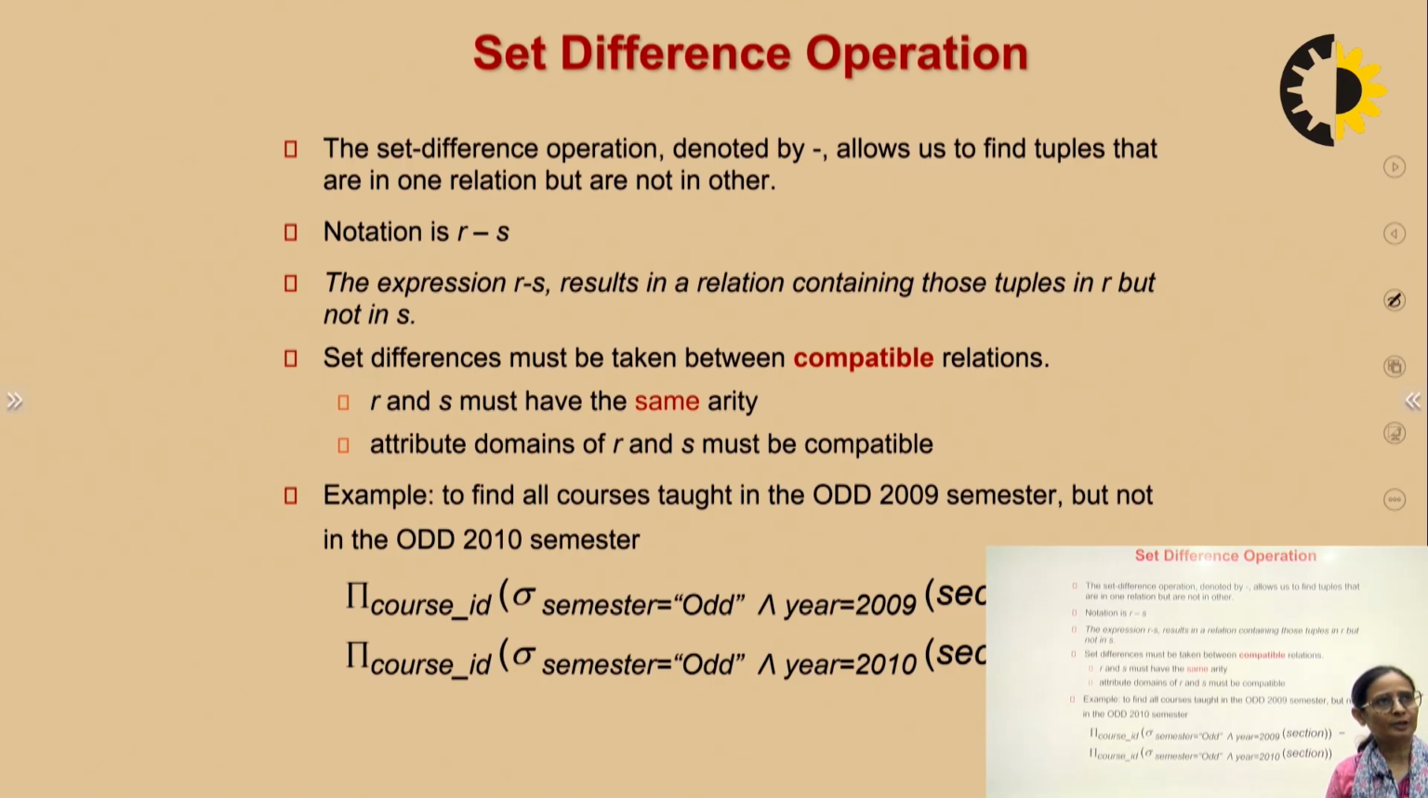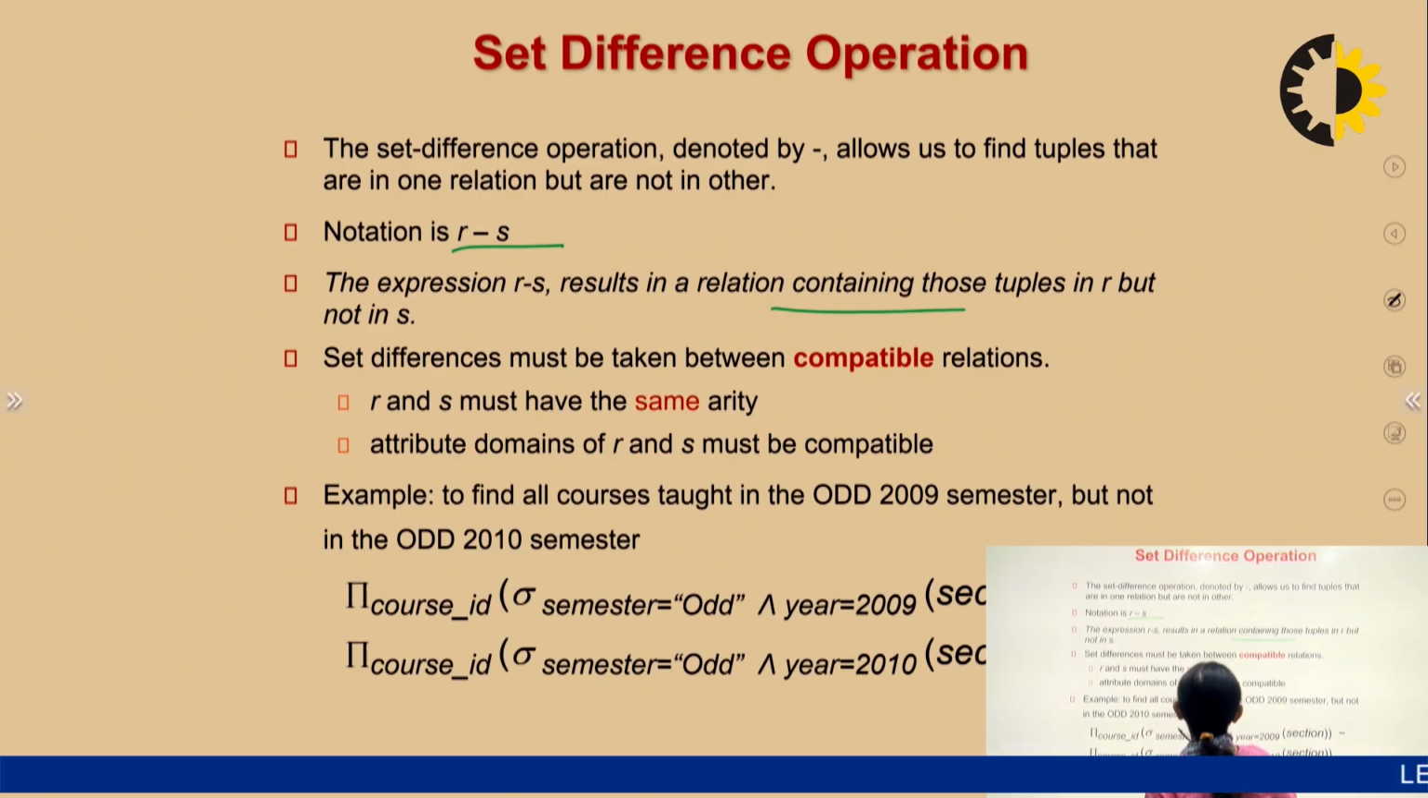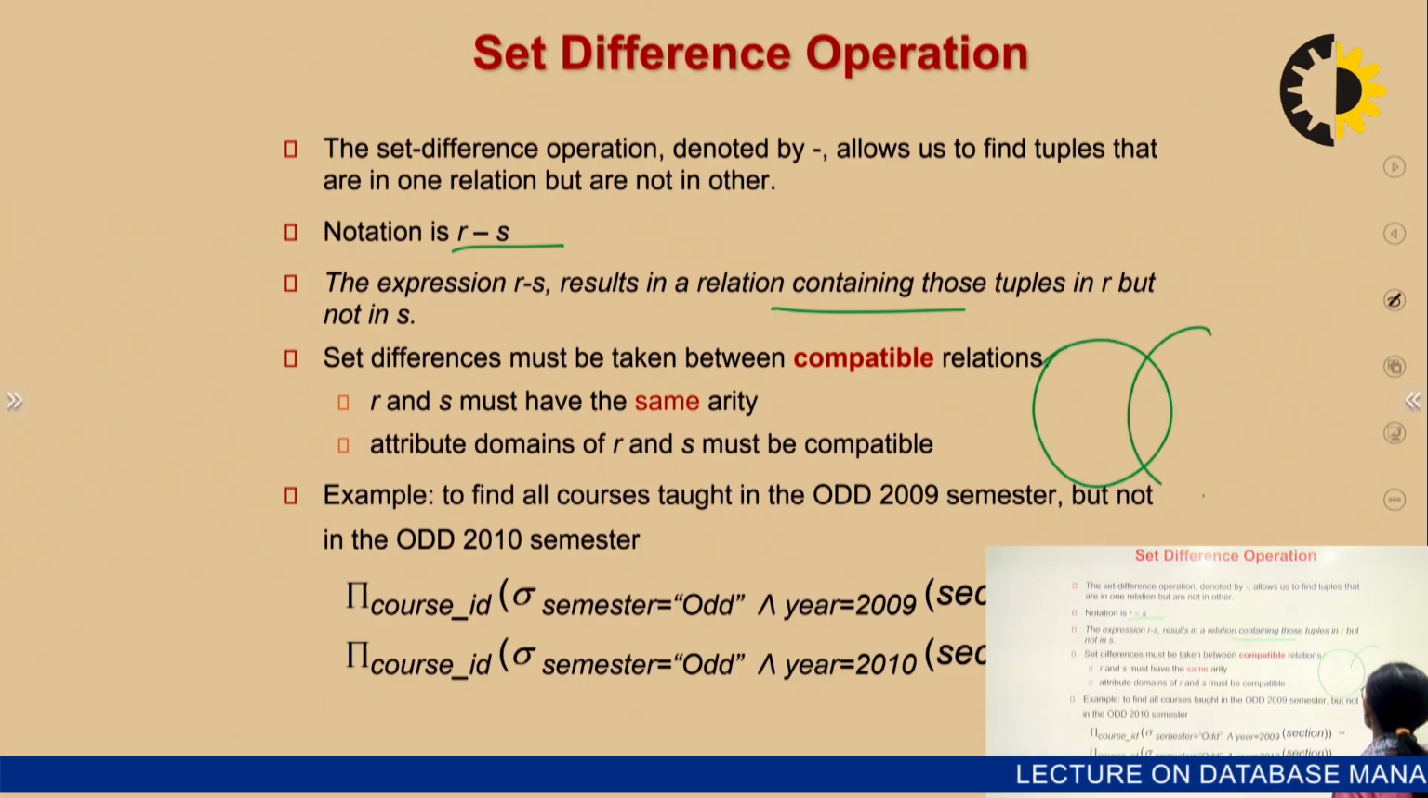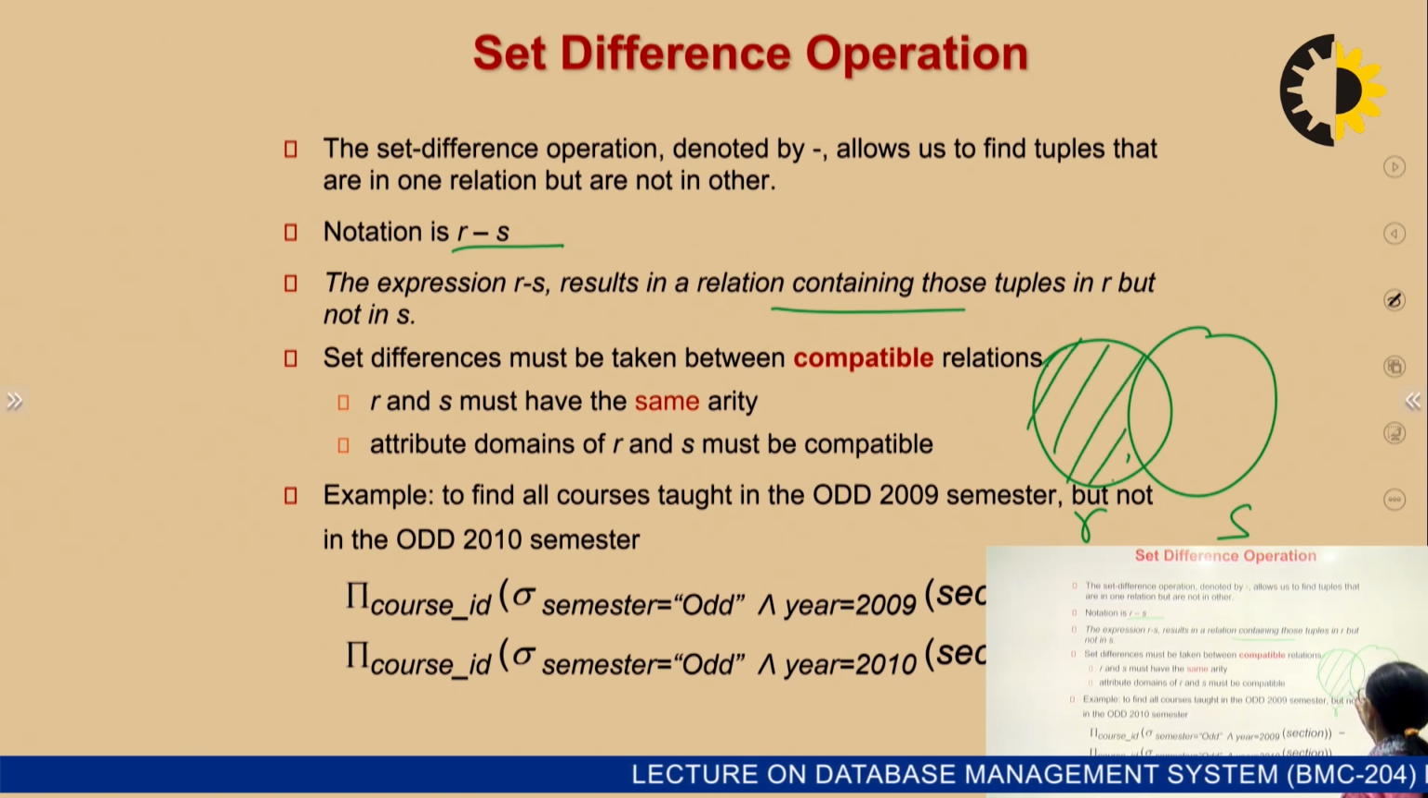Set difference operation, it is denoted by minus sign, allows us to find the tuples that are in one relation but are not present in the other. The notation is this: a relation containing those tuples in R but not in S. That is, if this is my relation R, this is my relation S, then R minus S, it will give this output.